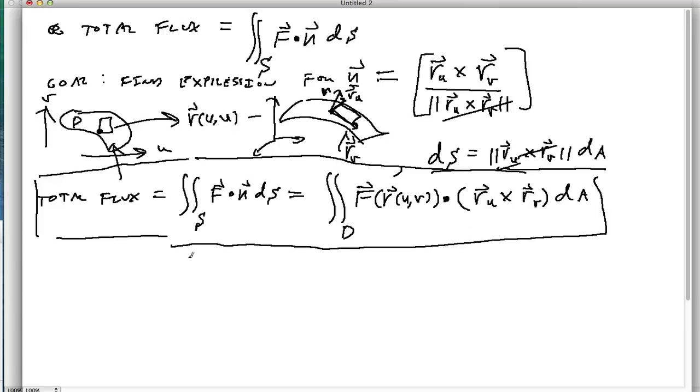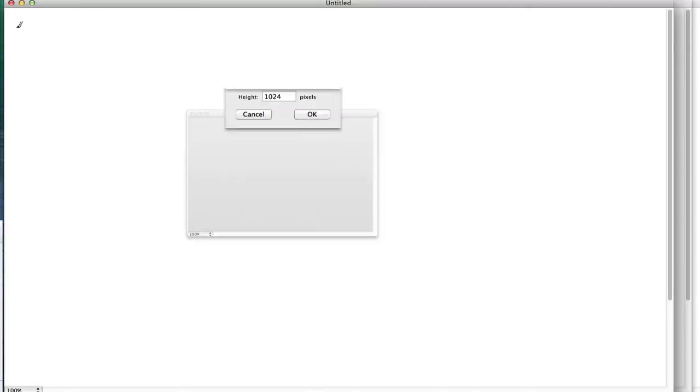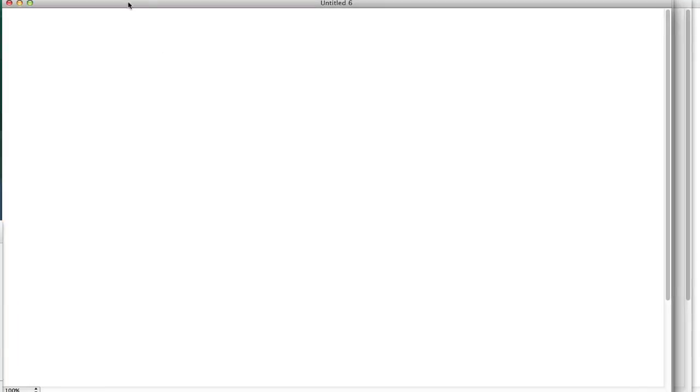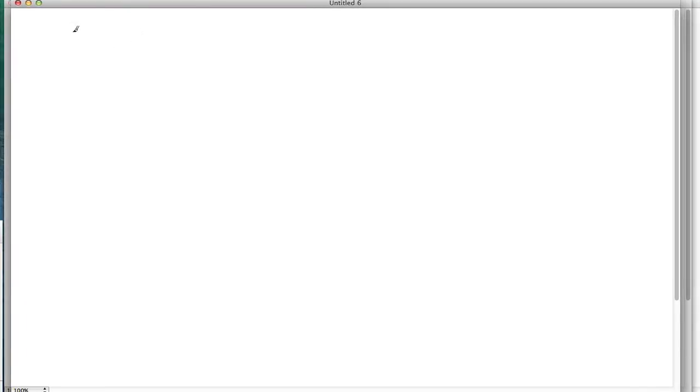So let's try doing an example to close out this problem. I'm going to just make myself one more sheet of paper so I have enough to get going here. So we'll talk about our example. We'll just do one example here.